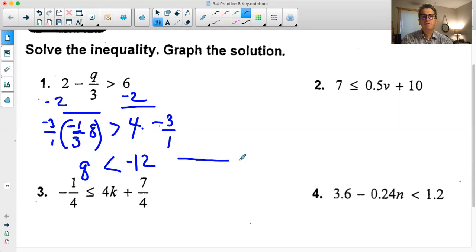And the graph would look something like this. You'd have a small little graph here, you'd end up with negative 12 down here, and it would be q less than negative 12. So you have a circle at negative 12 and then everything off to the left.